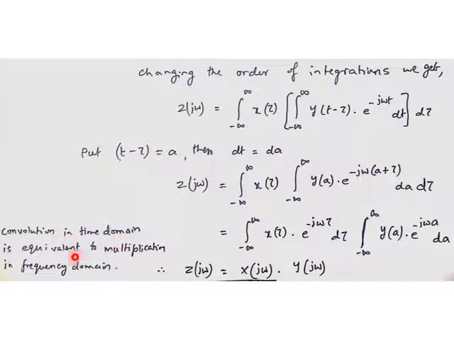Convolution in the time domain is equivalent, in the frequency domain, to a multiplication of two terms. This is the usual frequency domain notation: whatever Fourier transform we obtain is in the frequency domain. Okay, so this is the convolution property for the Fourier transform.